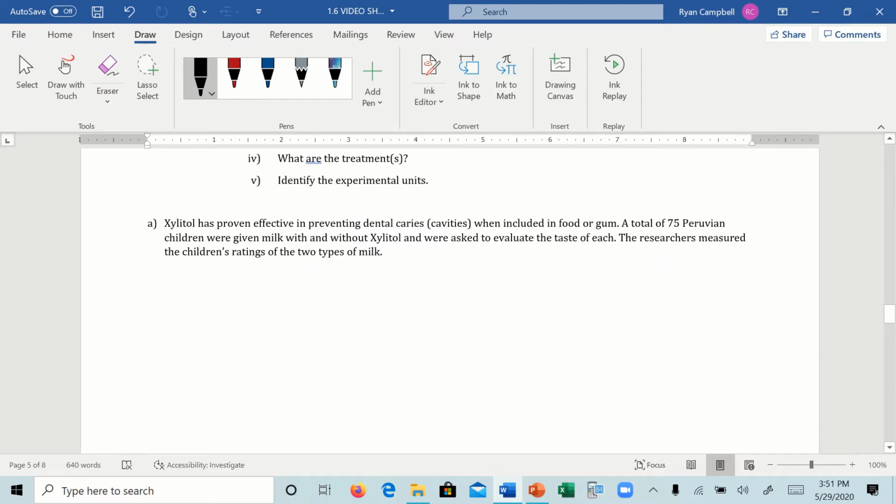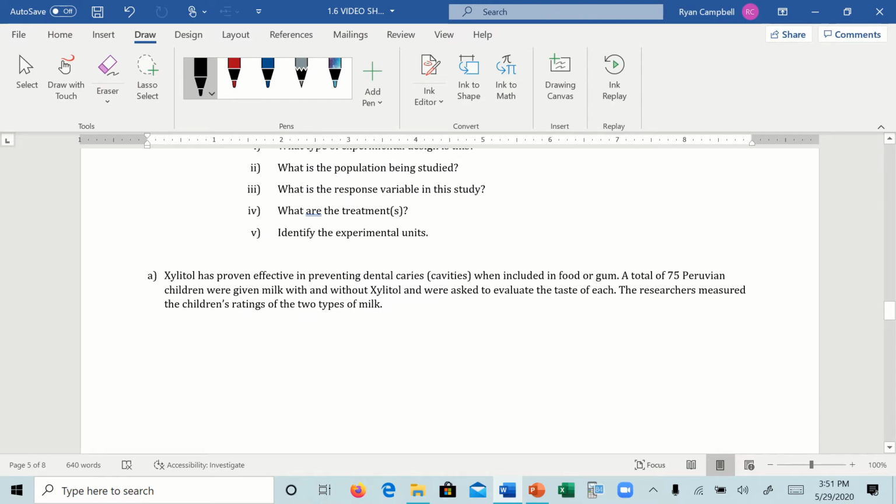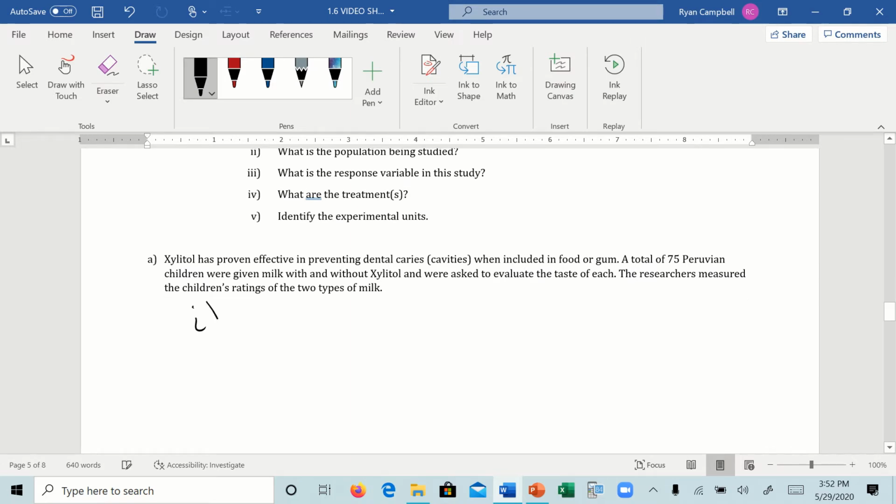All right, part A. Xylitol has proven effective in preventing dental caries or cavities, when included in food or gum. A total of 75 Peruvian children were given milk with and without the drug and were asked to evaluate the taste of each. The researchers measured the children's ratings of the 2 types of milk. All right, so some of these might be easier to identify than others.